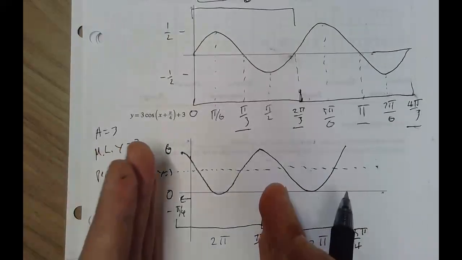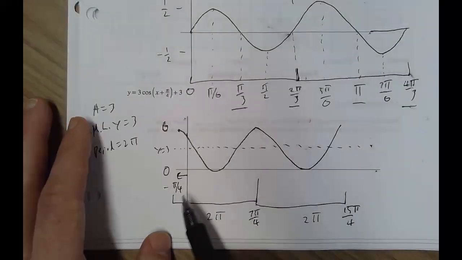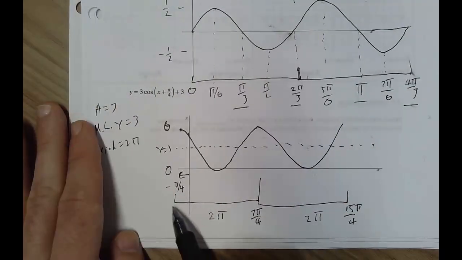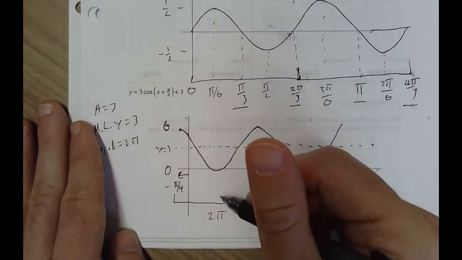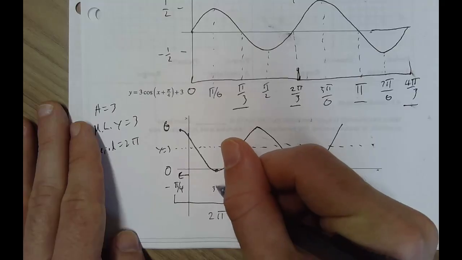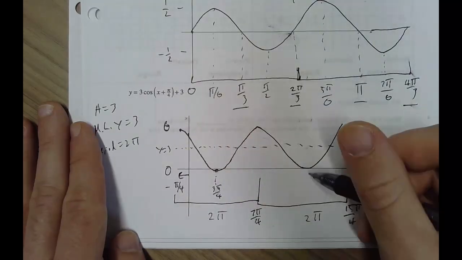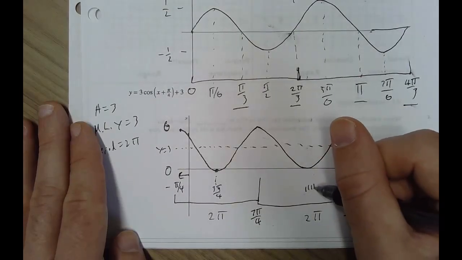Therefore, the middle of this, right, we would add a pi from negative pi over 4. So negative pi over 4, this is going to be 3 pi over 4 here. So this middle point here, this is going to be 3 pi over 4. And then this one would also add a pi, so this would be 11 pi over 4.